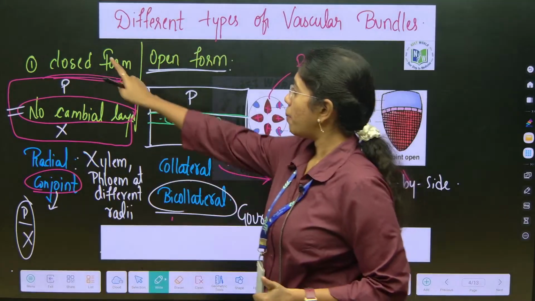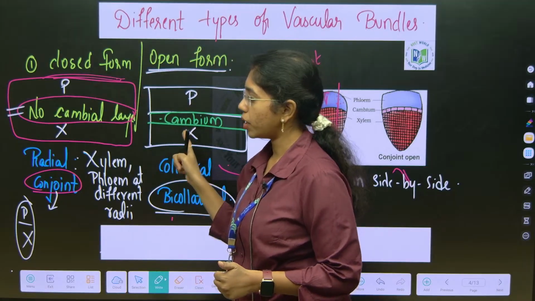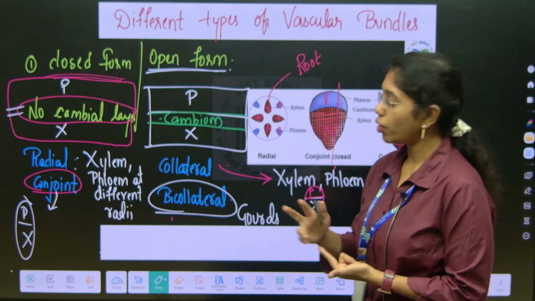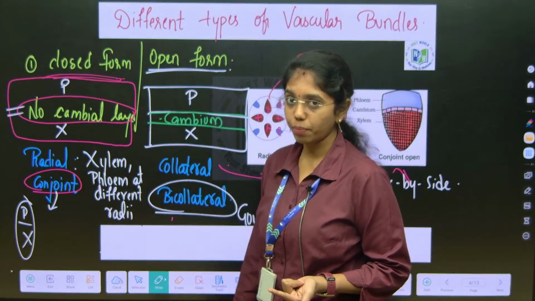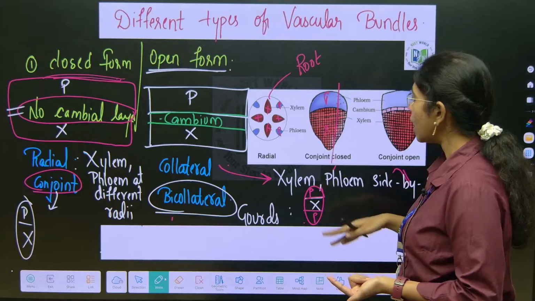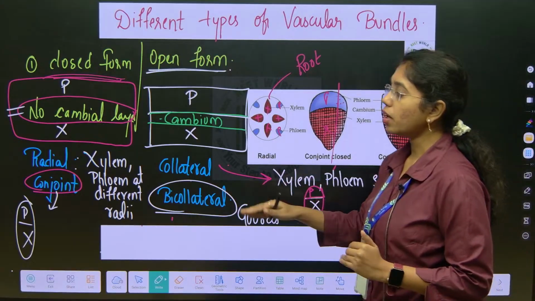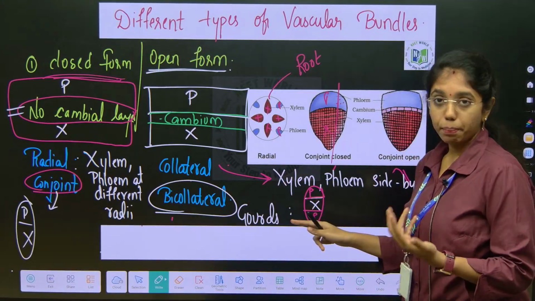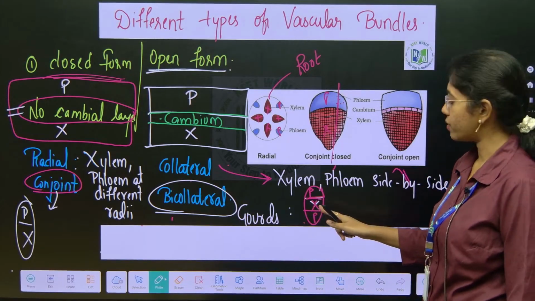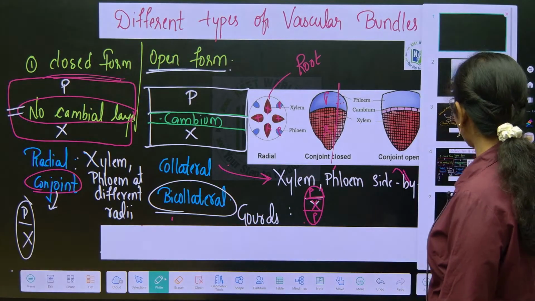One is based on presence or absence of the cambium. If there is no cambium, you will call it closed type. If cambium is present, it is open type. Then based on the arrangement of xylem and phloem, if they are at different radii, that is radial type. Next, conjoint, if xylem and phloem are at the same radius, and collateral, side by side to each other. Bicollateral, mostly observed in gourds like pumpkin, cucurbits and all, wherein xylem at the center is sandwiched by two phloem tissues. These are different types of vascular bundles.